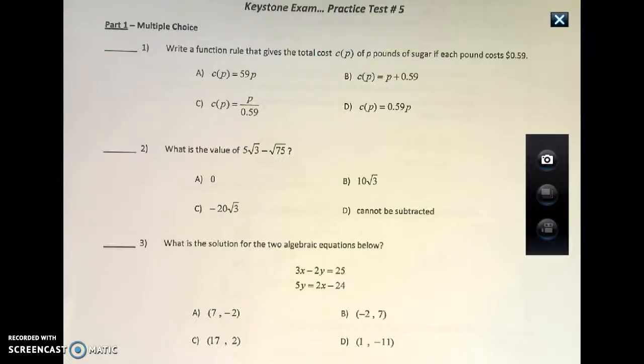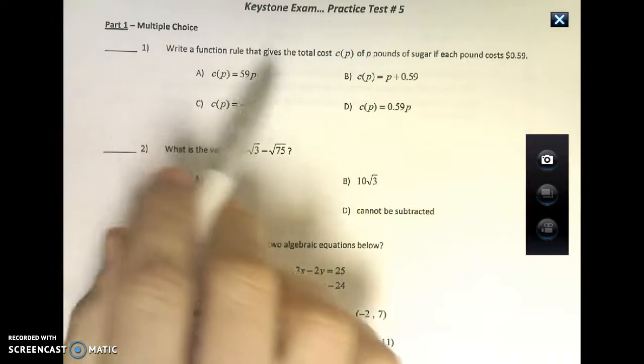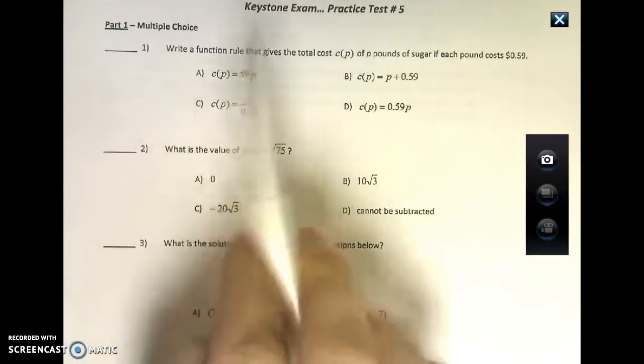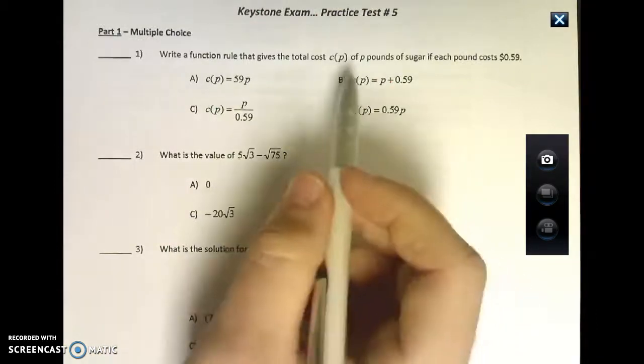Alright, ladies and gentlemen, this is the last practice test we're going to take a look at before we get to our Keystone on Monday. So, here we go. Write a function rule that gives the total cost C of P of pounds of sugar if each pound costs 0.59. So, C of P is your total cost.